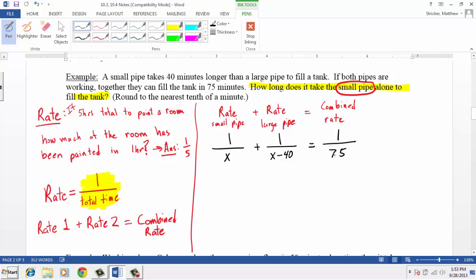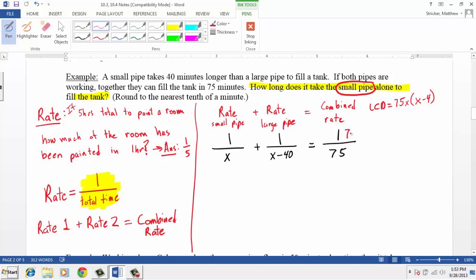And we now know how to solve something like this. We want to get rid of the denominator. And our LCD for this problem is going to have to include all three denominators. It's going to need a 75, and it's going to need an x, and it's going to need an x minus 40. Because we need all three different denominators to get rid of these three different denominators.